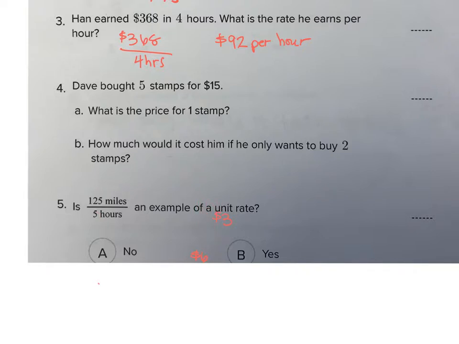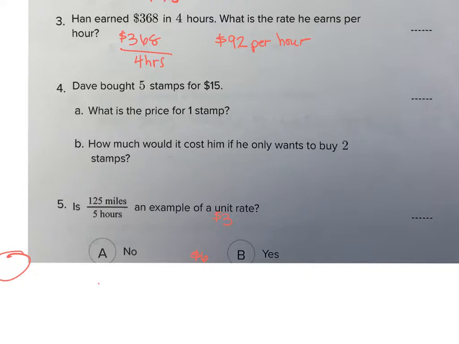So this one is not a unit rate, but if I would have shown you something like this, then it would have been a unit rate. 125 miles. If it was in 1 hour, then it would be a unit rate. The denominator has to be 1 in order for it to be a unit rate. In this case, it is not.